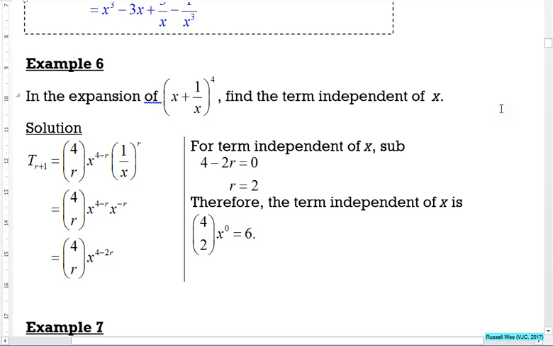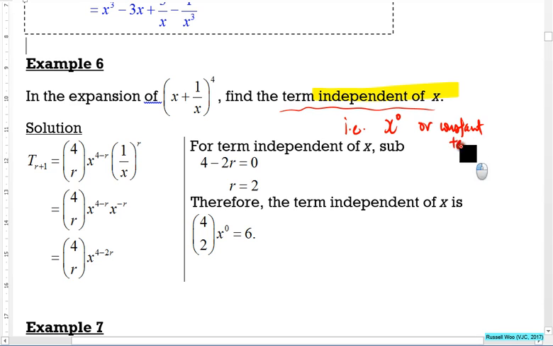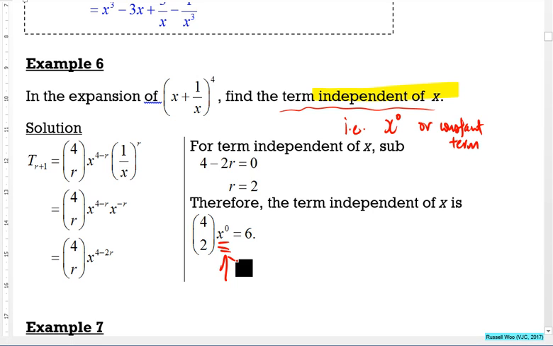Example 6. I do not intend to go through example 6, but I just want to very quickly highlight what we mean by the term independent of x. The term independent of x means the constant term, i.e. x to the power of 0, or the constant term, which is here. I do not intend to go through it; you can read it on your own. This is O-level stuff. You can go and find out which one is the constant term.